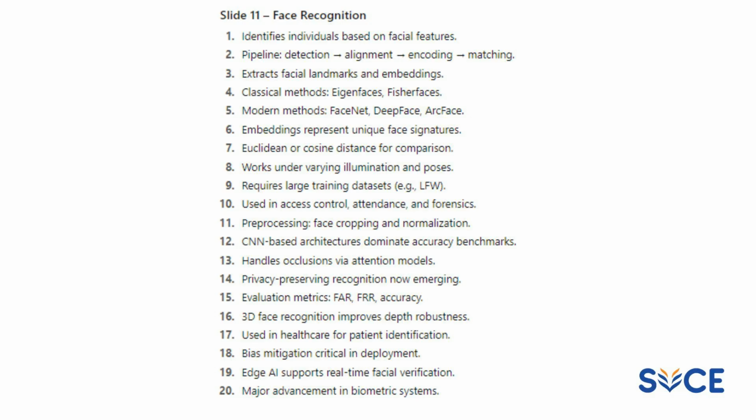First one is the lighting variations, where the shadows and the bright light affect the feature extractions. Second one is the pose variations, where faces turned sideways or partially covered are hard to detect. Third one is the aging, where faces change over time due to age, facial hair or makeup. Fourth one is occlusions, where masks, sunglasses or scarves can hide key facial parts.